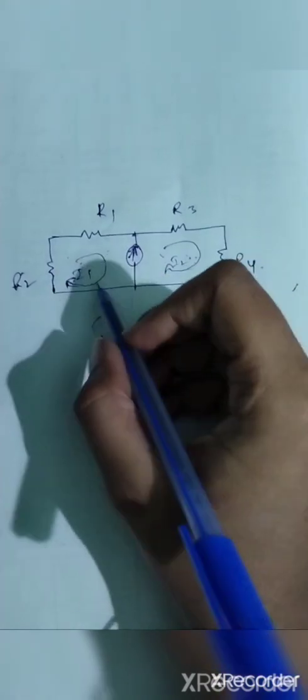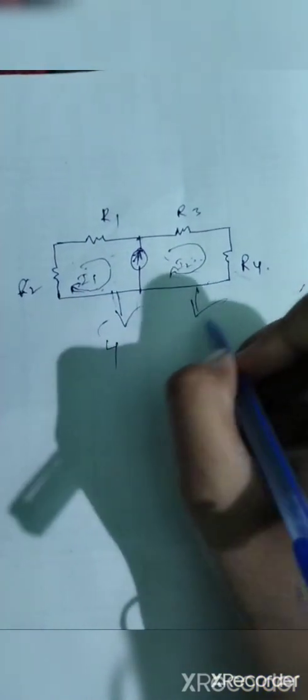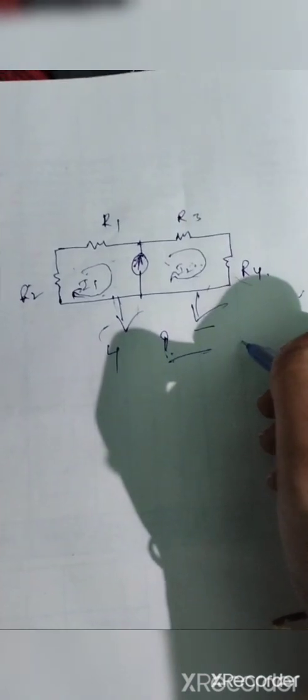So we cannot write KVL for this loop, and we cannot write KVL for this loop. Then how to solve this type of circuit? By using super mesh analysis, we can solve this type of circuit in an easy manner. How do we use it? We assume the whole circuit as a common path, in this direction.